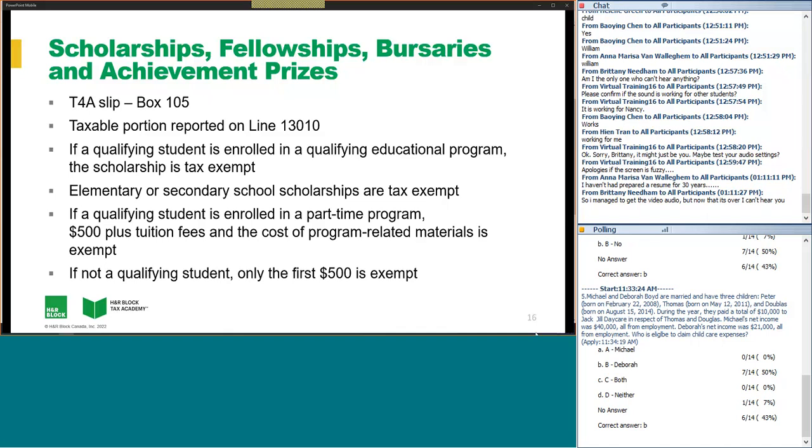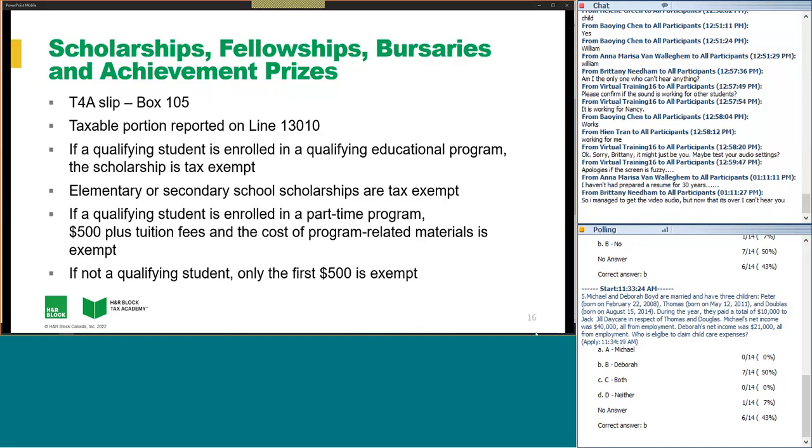To find out what the taxable portion is, you need to know about the student and you need to know about the program. So a qualifying student in a qualifying program will have tax-exempt income from scholarships, fellowships, bursaries, and prizes. The first type of income, elementary or secondary school. So again, if you're new to Canada or you're not used to this terminology, that means people who are in grade school or high school, but not people who are in university or college programs.